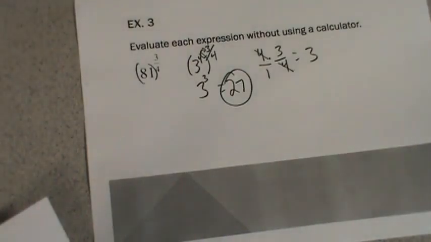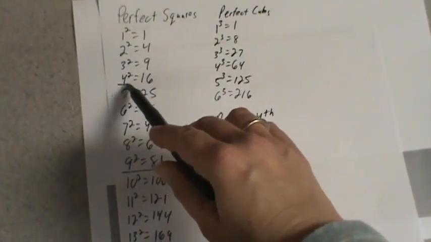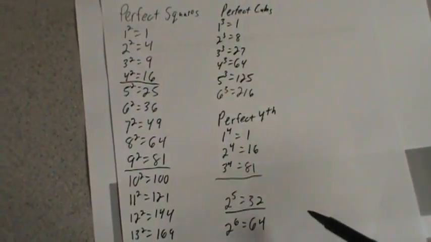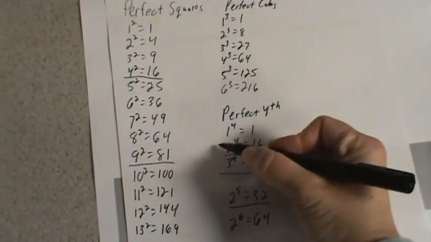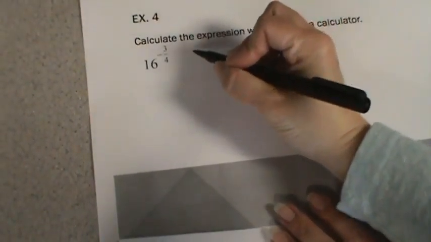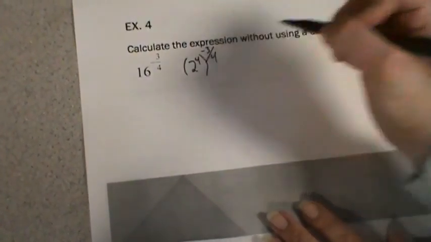Let's go ahead and try one of these again to make sure we get the idea. The first step here, we look at our base number, which is 16. I'm going to refer back to my paper. I look at 16, I can write it as 4 squared, or I can also write it as 2 to the 4th power. I would prefer 2 to the 4th power. So I'm going to replace the 16 with 2 to the 4th power, but still have this negative 3/4 as my exponent on the outside.